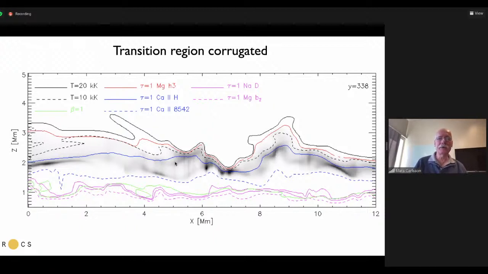We also have some other diagnostics, and typically they are ordered in the same way, that the 8542 line is formed deeper down than the calcium H, but not at a given height. And this is where we have the temperature of 20,000 Kelvin and 10,000 Kelvin indicated. And the magnesium h3, that is a good diagnostic used with IRIS, is the highest of these ones. In grayscale here is a helium 10830.